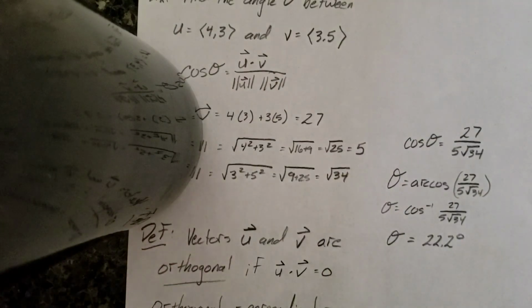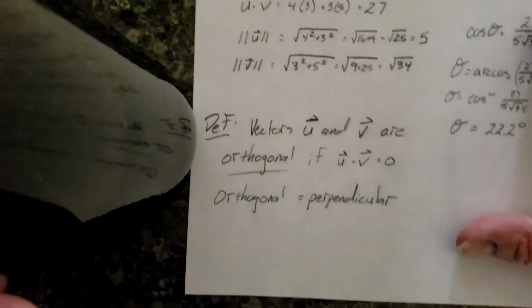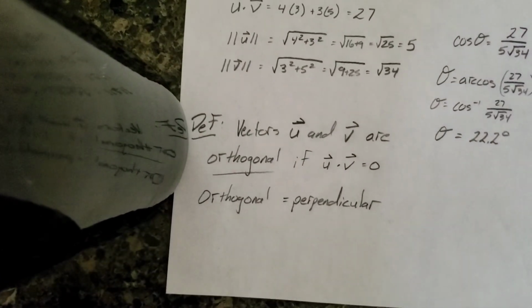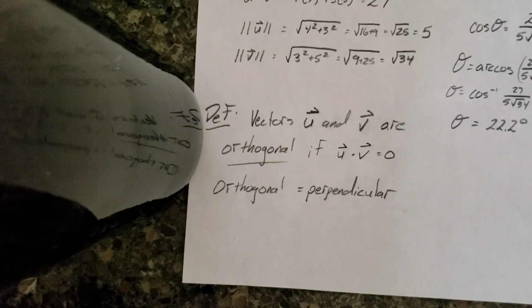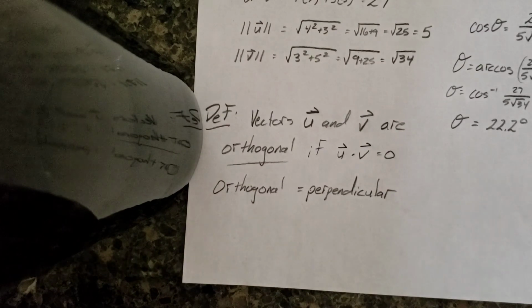One last piece here I want to give you. Vectors u and v are orthogonal if the dot product is 0. Orthogonal is another word for saying perpendicular. We talk about lines that are perpendicular. When we're talking about vectors, we use the phrase orthogonal. Okay? I hope that's good for everybody.